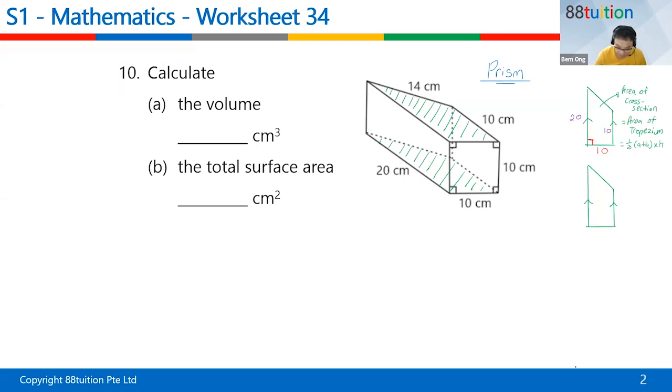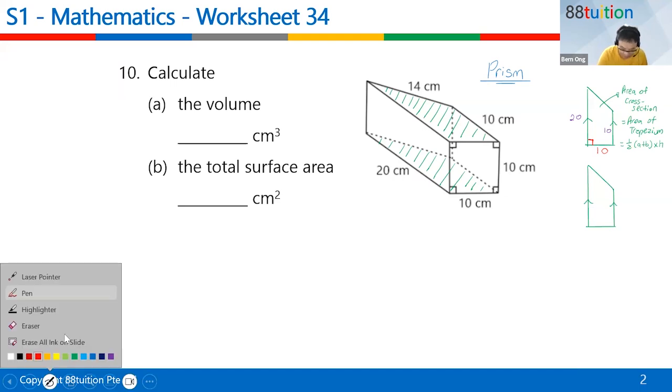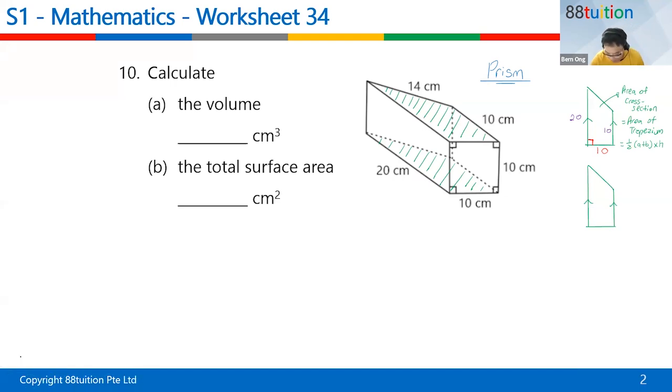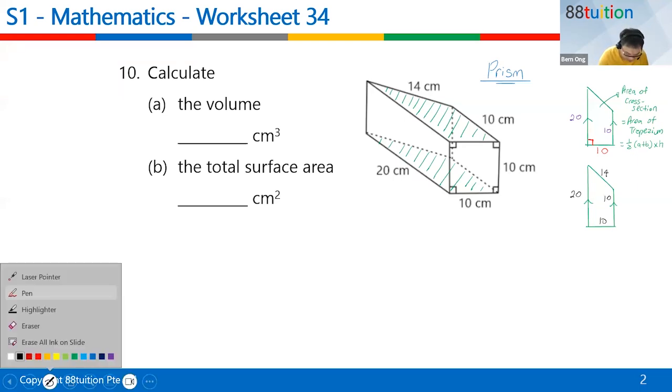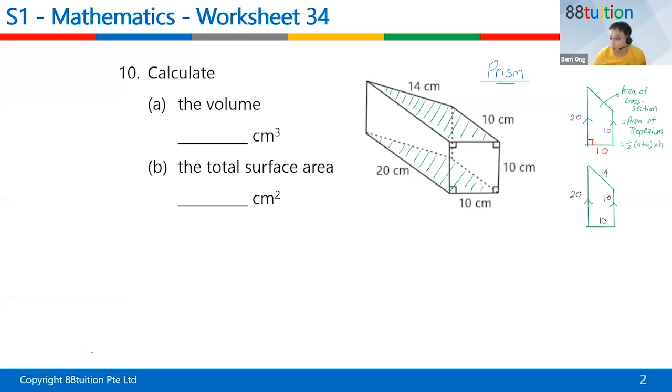The second diagram, I purposely use it for my perimeter later. So basically the perimeter of the cross-section is 20, 10, 10, and down here the slanting part is 14. Later I need to find the perimeter, because for total surface area, some perimeter is involved. Are you ready, children? Let's go and execute the question.